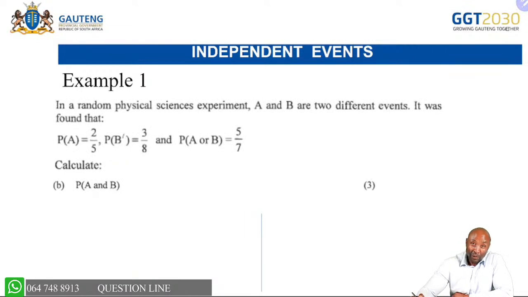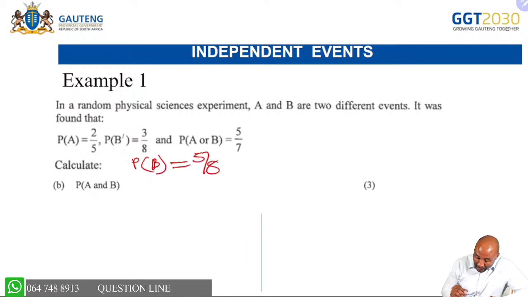So it's the same question, but now we have to calculate the probability of A and B. Remember, we have talked about independent events, but the issue of independence is not mentioned in our statement. Therefore, we are supposed to use our probability identity to answer this one. We have calculated on the previous question the probability of B, and we got it as 5/8.